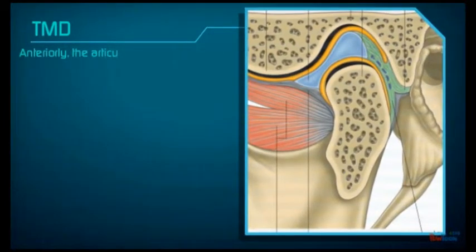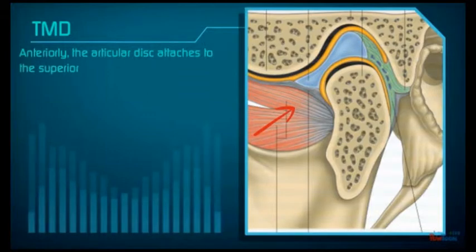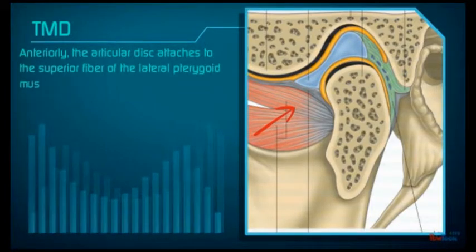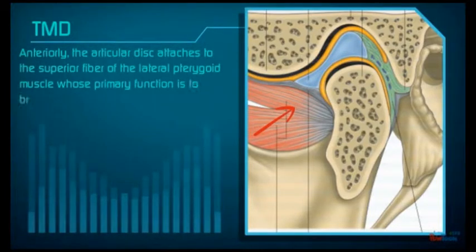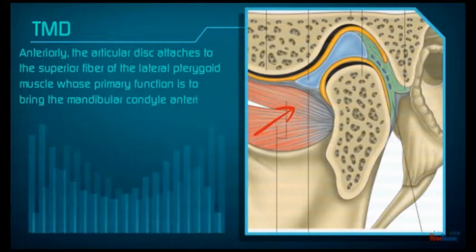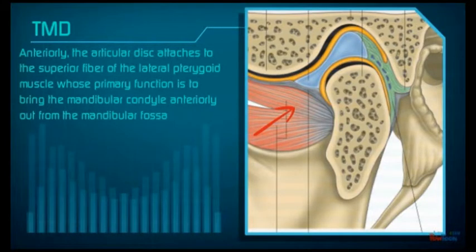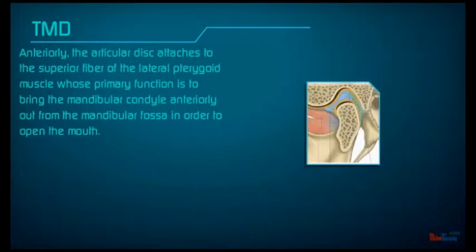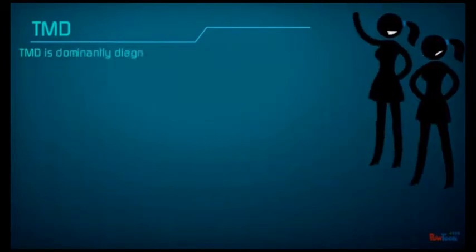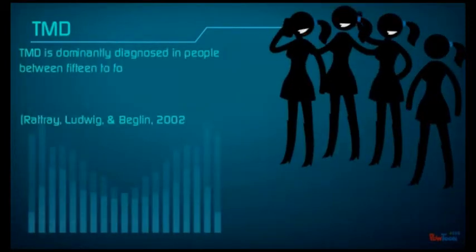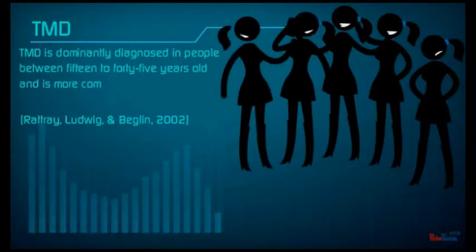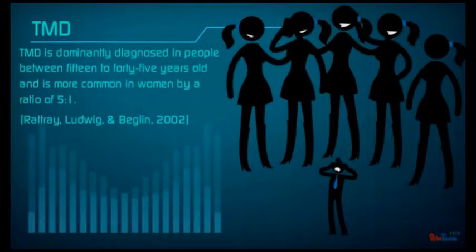Anteriorly, the articular disc attaches to the superior fiber of the lateral pterygoid muscle, whose primary function is to bring the mandibular condyle anteriorly out from the mandibular fossa in order to open the mouth. TMD is predominantly diagnosed in people between 15 to 45 years old, and is more common in women by a ratio of 5 to 1.